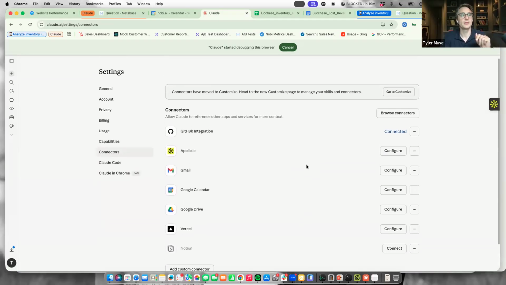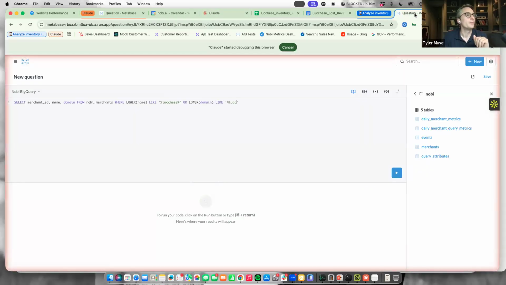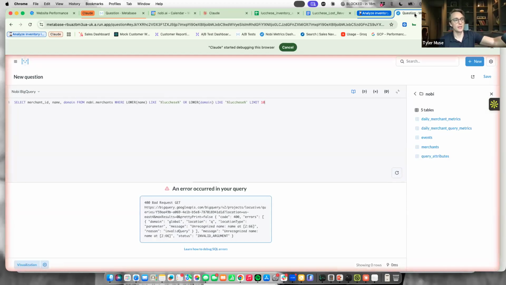So the good news is if it doesn't have what it needs, it'll ask you within the chat, like, hey, you need to be able to enable this connector for me to be able to get in and access this data. But look at it. Again, fingers off the keyboard. This is all Claude. So it's writing SQL. It's seeing the preview right there. Okay, so it's almost like a human being.